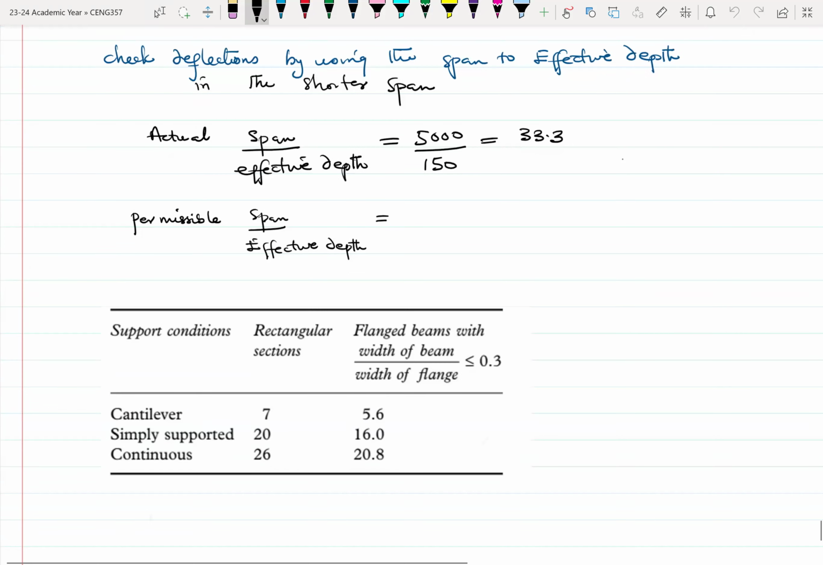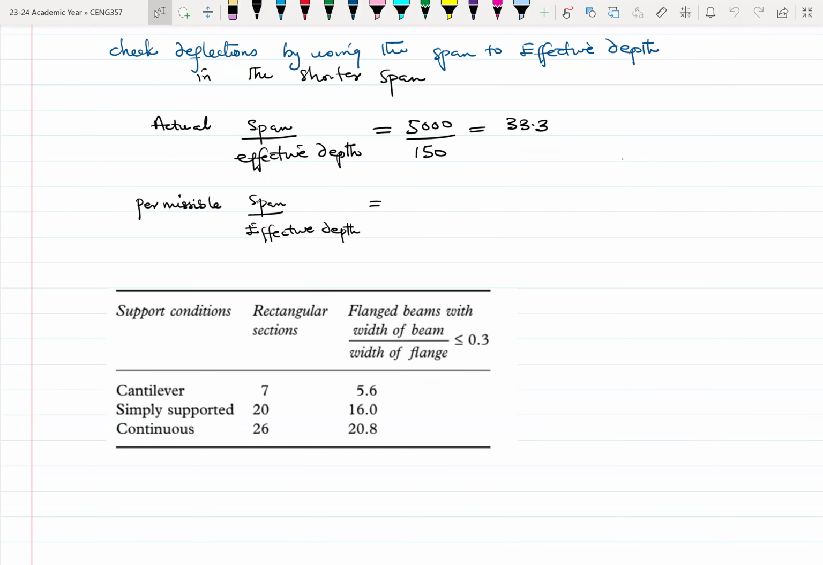So we have this table, and it says that this is for the basic ratio. Since we are looking at a continuous system, our basic ratio is 26. Basically we need to multiply the basic ratio by the modification factor, which is what we've been doing.